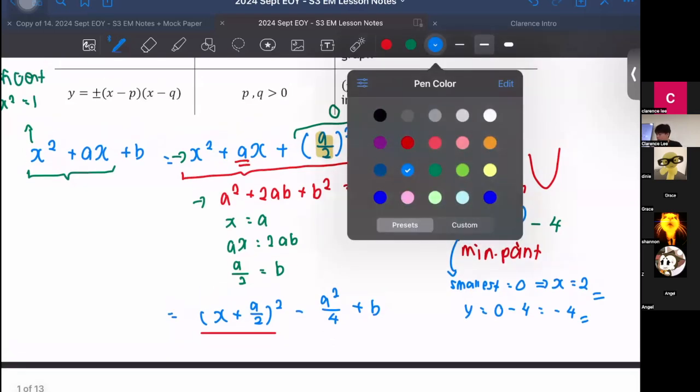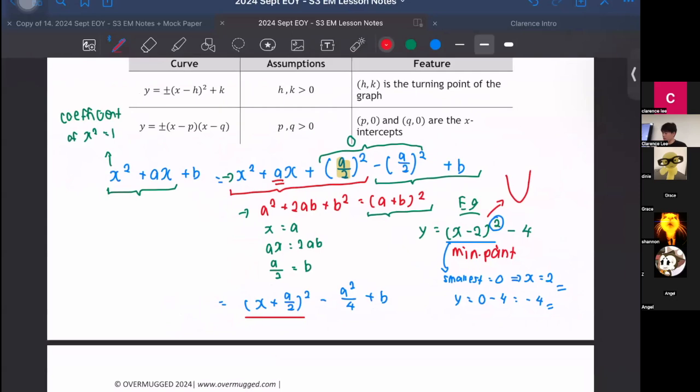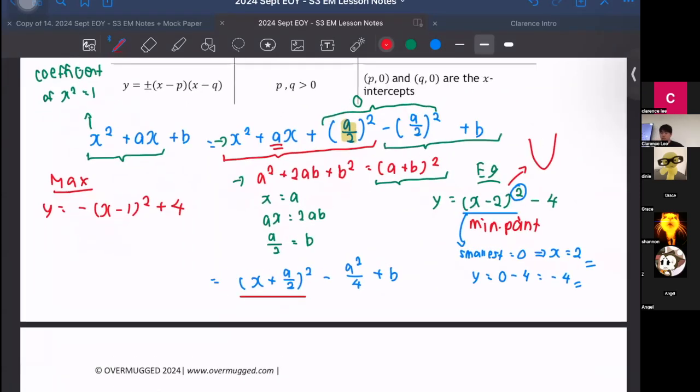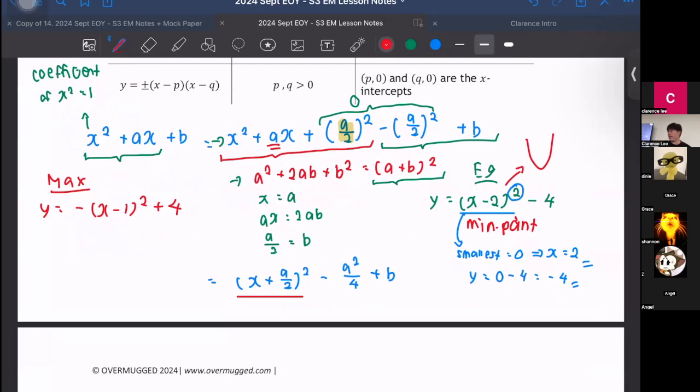For maximum point, your equation will have a negative in front. So this is for min. Now, let's say I write for max. y equals negative (x minus 1) squared plus 4. Okay, so we all know that when we have this equation, this is a maximum point. Instead of writing it in this form, you can actually rewrite it as 4 minus (x minus 1) squared, like this. And then afterwards, ask yourself, if you want the highest value that this can ever be, you should be subtracting away the smallest value from 4. This is how you can obtain the maximum value.